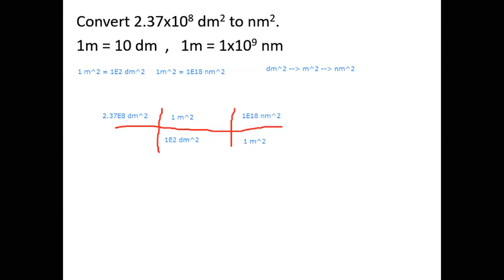So again, what's on top? When we multiply, we add exponents. When we divide, we subtract exponents. So 10 to the 8th times 10 to the 18th is 10 to the 26th, divided by 10 to the 2nd gives us 10 to the 24th. So this would be 2.37 e to the 24th nanometers squared. Again, this answer makes sense because we're going from one prefix to a prefix smaller than that, so the power of the exponent should increase.